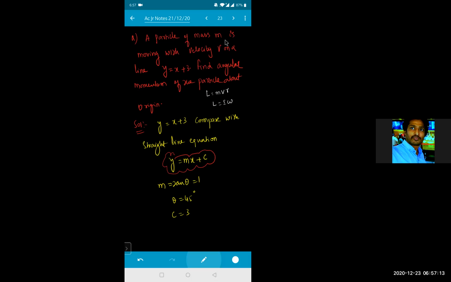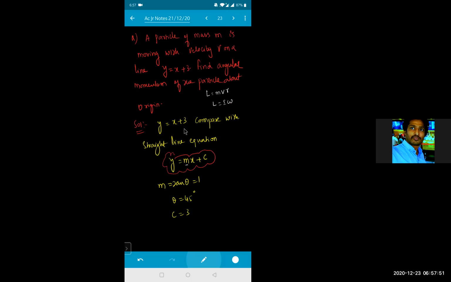A particle of mass m is moving with a velocity v. This is the given equation: y is equal to x plus 3. So compare it with the straight line equation. What is the straight line equation? y is equal to mx plus c. On the x-axis we are taking x, the constant is c, and the y-axis is y. The slope here is 1, so 1 into x. So the slope m, which is tan theta, is equal to 1. Slope is represented by m. The m value is 1, which means tan theta is 1, and theta is 45 degrees. The c value is 3, a constant.